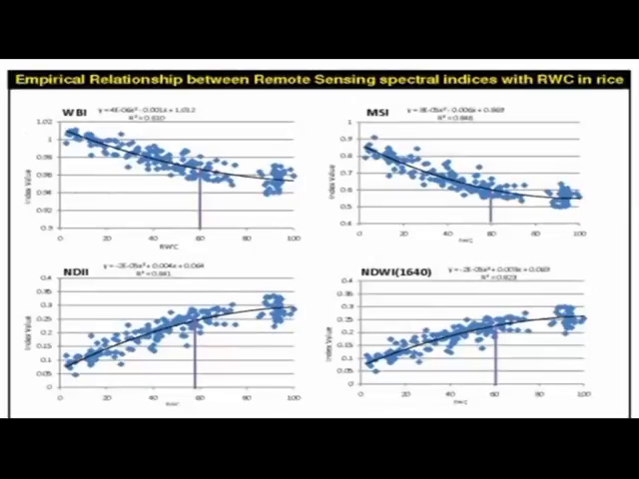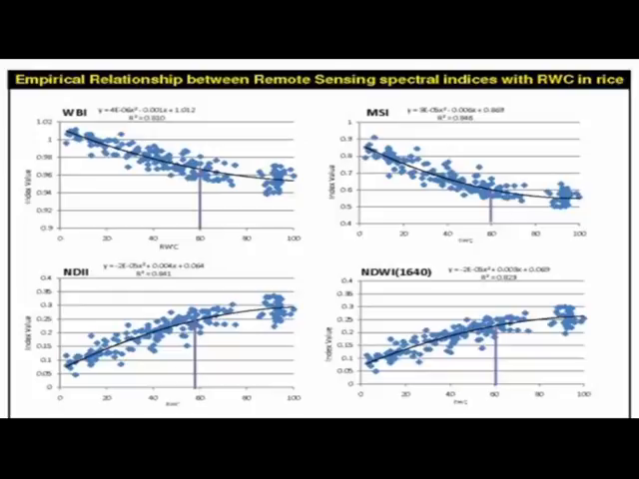What happens is after 60% of relative water content, hardly is there any change, there is no sensitivity with respect to these indices and relative water content. Of course, after 60% of relative water content, 50% of the yield gets affected. So nobody will wait till the plant attains 60% relative water content. So what I mean to say is, beyond this, it's not sensitive.